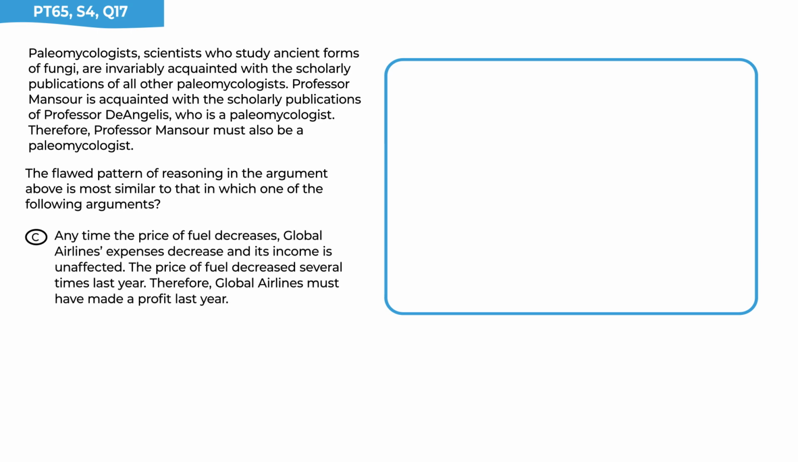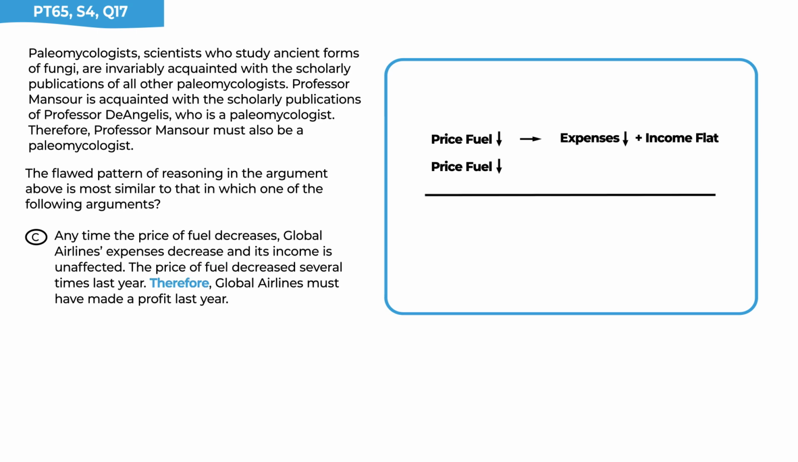Answer choice C says that anytime the price of fuel decreases, Global Airlines expenses decrease and its income is unaffected. So we have that anytime, that trigger, we have that word any, which gives us a relationship. It tells us that when the price of fuel decreases, then we have expenses decrease and its income is unaffected. Right? So price of fuel goes down, expenses goes down, and income is flat. The next statement is that the price of fuel decreased several times last year, so we know the price of fuel going down. And then we have the conclusion, therefore, Global Airlines must have made a profit last year. So having made a profit is the conclusion here.